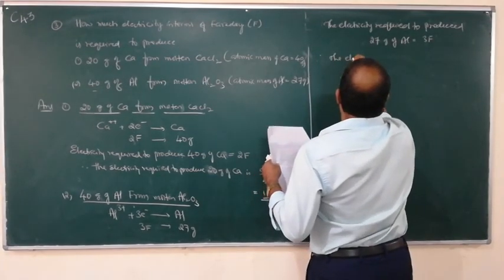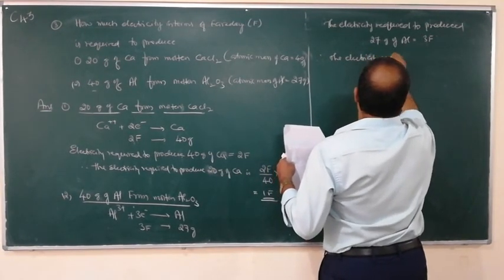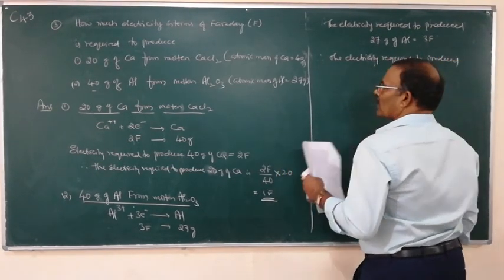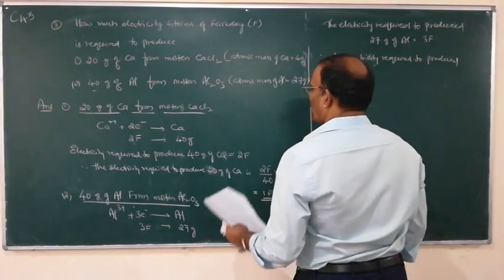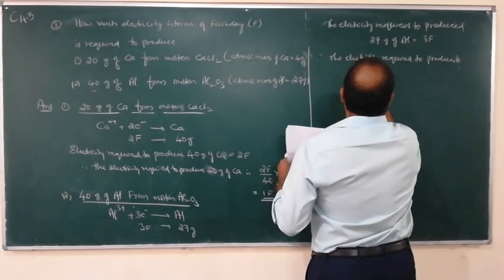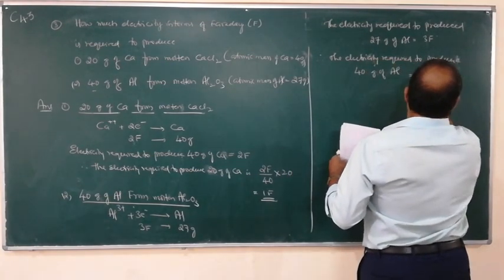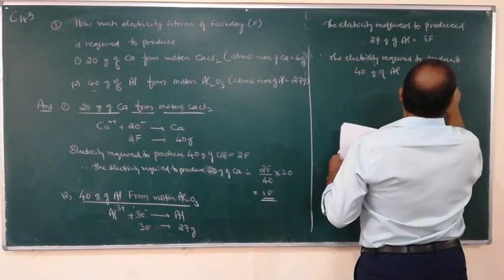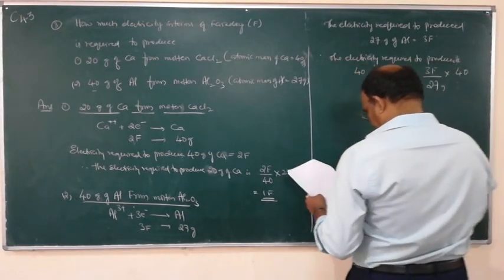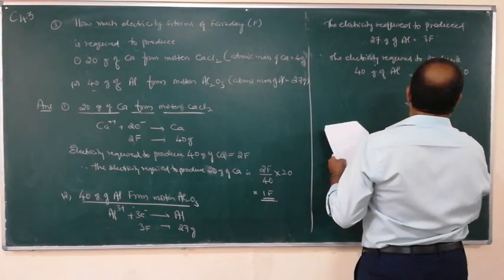Therefore, the electricity required to produce 40 gram of aluminum equals 3 Faraday over 27 grams into 40, that is equals 4.44 Faraday. So this much of electricity is required.